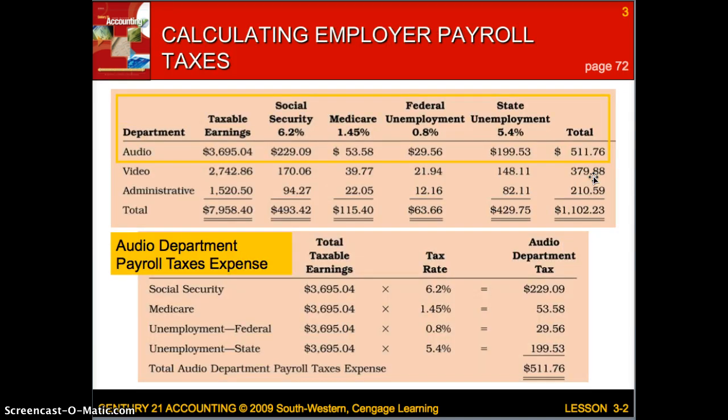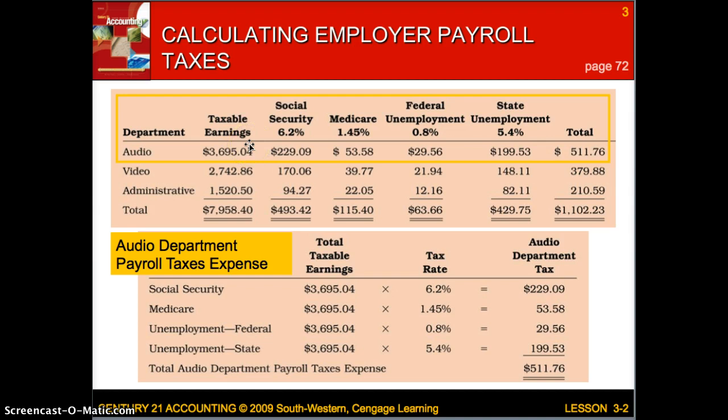Calculating employer payroll taxes. We need to look at what our taxable earnings are, and we need to remember that we're only going to be taxed on that first $7,000. So what we look at is how much of what they're getting paid right now is taxable earnings, because after $7,000 we don't have any money to tax.